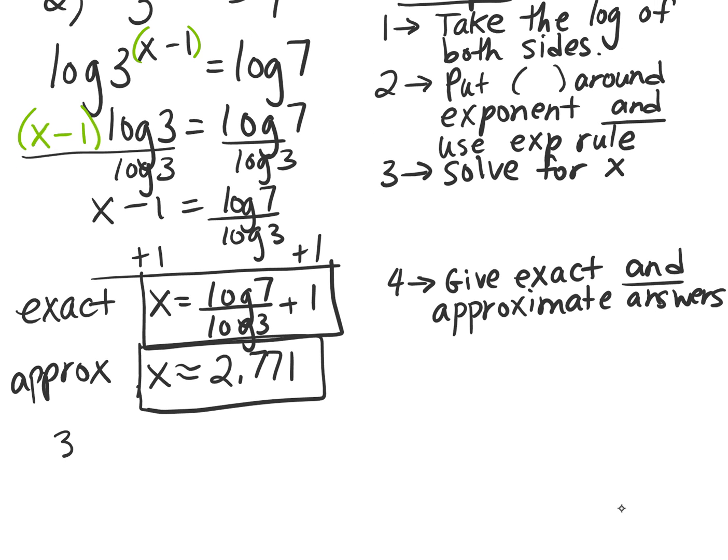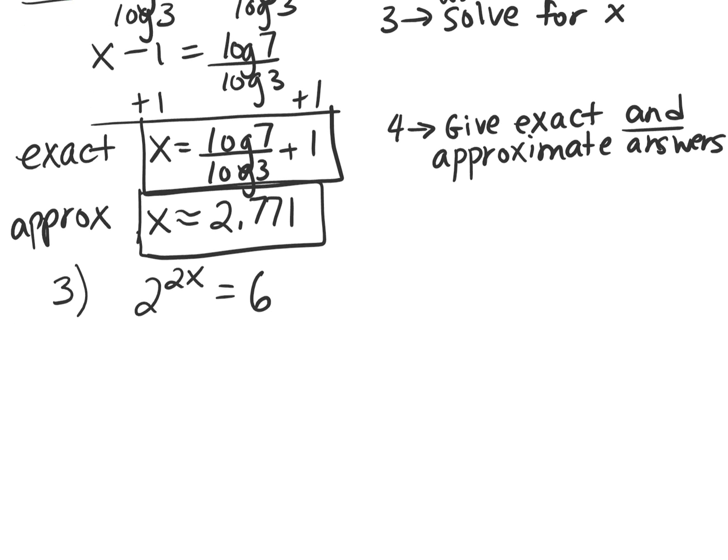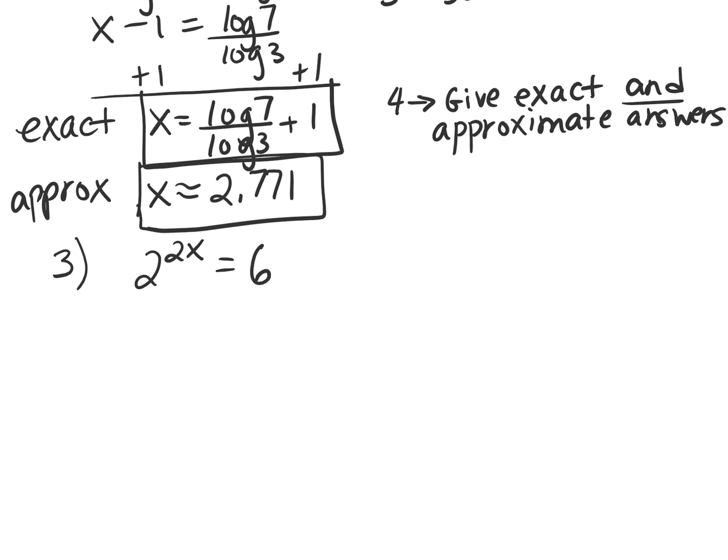Okay, third example, 2 to the 2x is equal to 6. We're going to use the same technique. I did outline a different technique in the posted notes, but we're going to go with this technique and just stay consistent with it. So first thing, take the log of both sides. Take your exponent then, bring it in front.